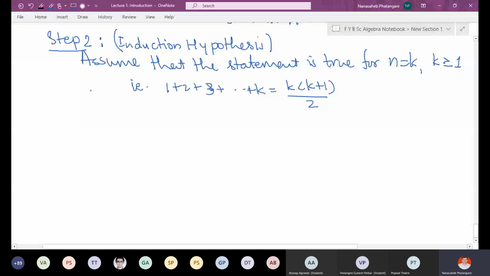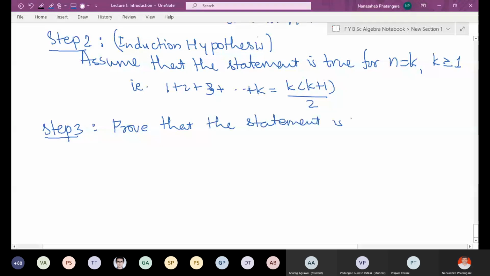Now what is the next step? Inductive step. Step 3. Prove that the statement is true for n is equal to k plus 1. This we want to prove. This is an assumption. The second step is an assumption. Now the third step we need to prove using it, right? So we want to prove for n is equal to k plus 1 using the induction hypothesis.